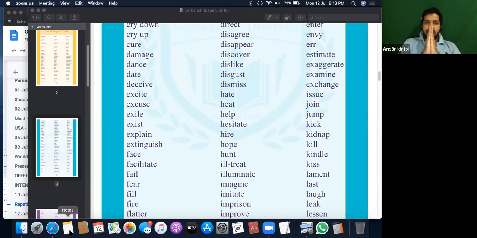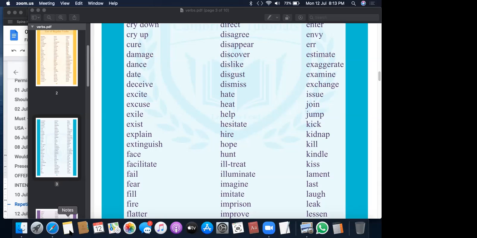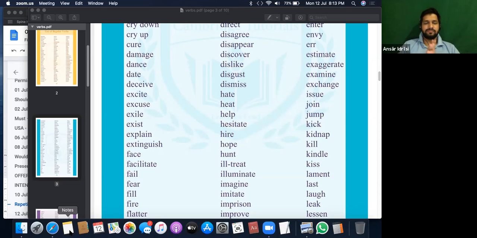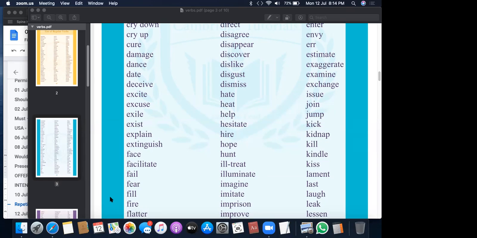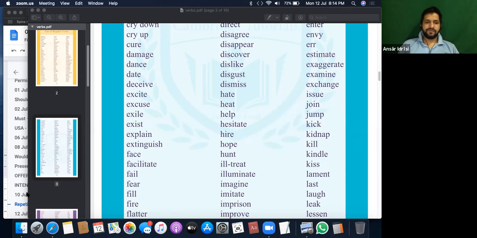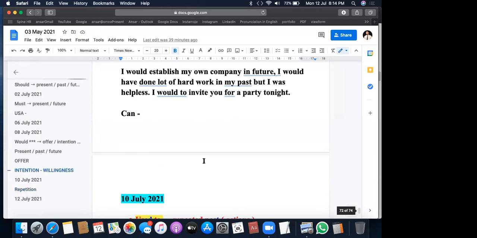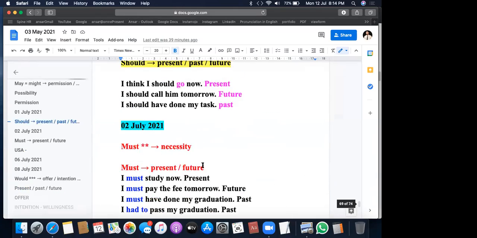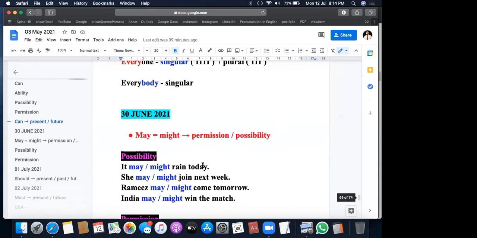Improve. Next. They used to discover. Did they used to discover? They didn't used to discover. Discover. Next. They used to imprison. Did they used to imprison? They didn't use to imprison. Imprison. Very good. Next one. They used to kidnap. Did they used to kidnap? They didn't used to kidnap. Kidnap. Next.